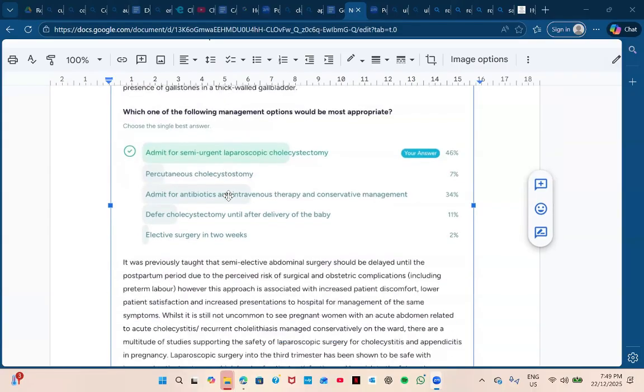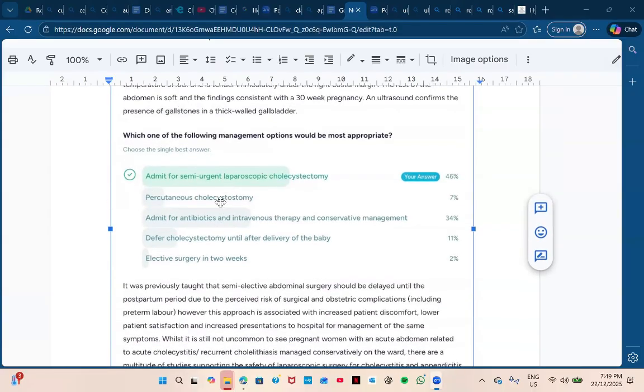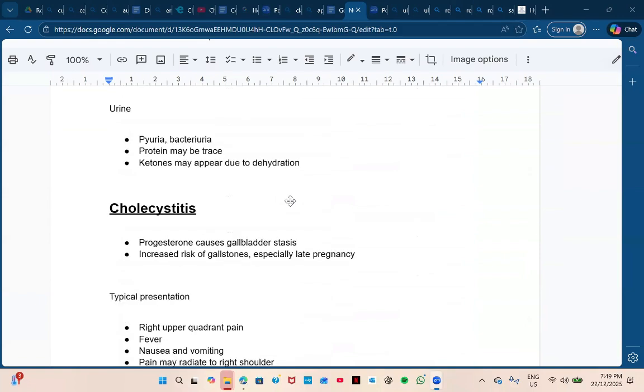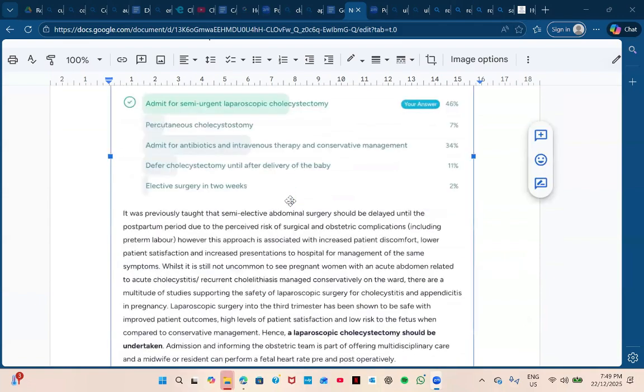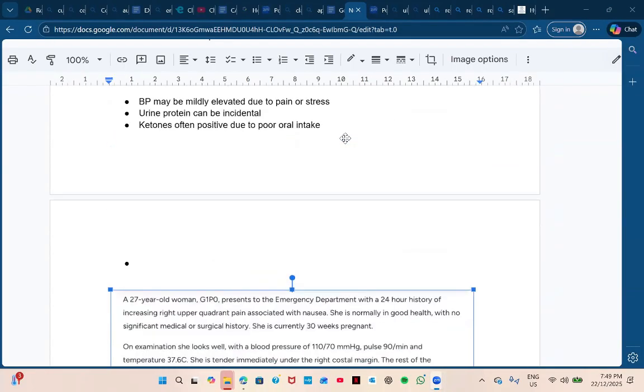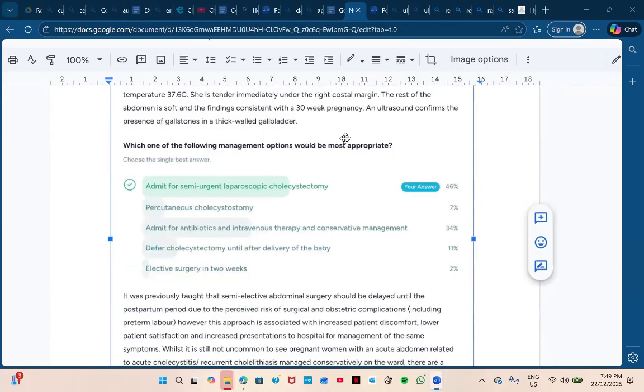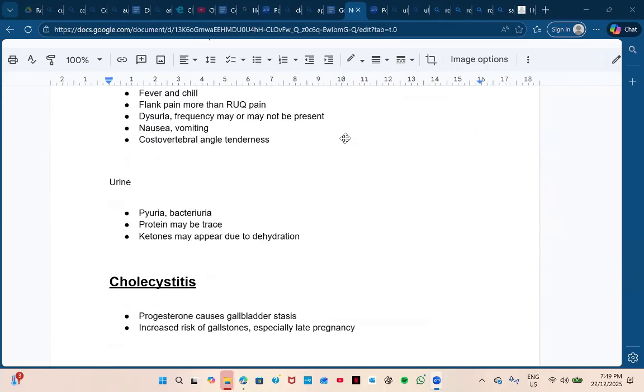Yeah, thick gallbladder and presence of gallstones. So acute cholecystitis in this case, admit for semi-urgent laparoscopic cholecystectomy. We have discussed we can do the laparoscopic, semi-urgent, to relieve the symptoms, right?